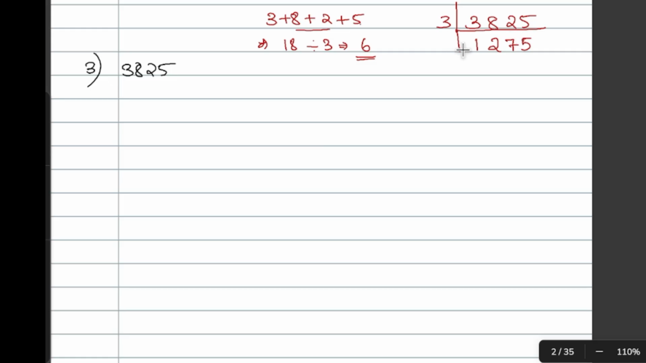Okay, 1275. Then again I can check whether it's divisible by 3 or not. What is 1 plus 2? 3. 3 plus 7? 10. 10 plus 5? 15. So it is divisible by 3 again. On dividing it by 3, I am going to get 425, correct? Again, to check whether it's divisible by 3, I have to add them all. 4 plus 2 is 6, 6 plus 5 is 11, so it's not divisible by 3.